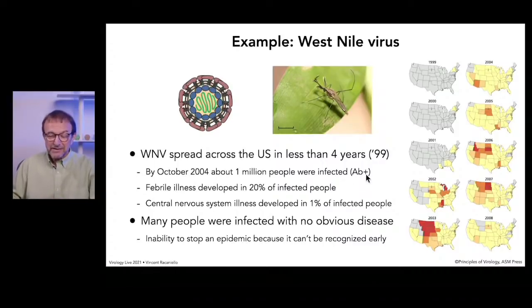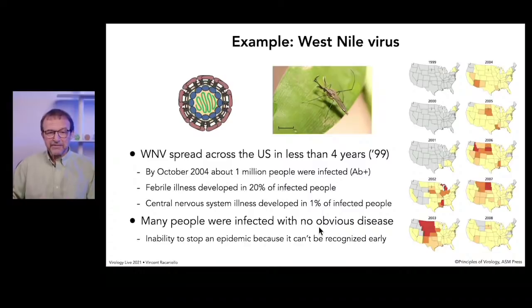How do we know this? We do serological surveys. We measure antibodies in people. About 20% of these infected people developed febrile illness. How do we know that? Again, serological surveys, records of illness in some patients where you ask them. It's not a precise science, but it's the best we can do. And central nervous system illness developed in about 1% of infected people. This is the rate of CNS complications for West Nile virus. So febrile illness developed in about 20% of infected people.